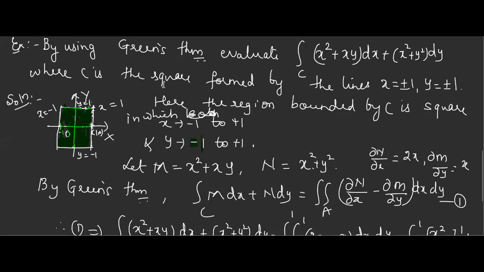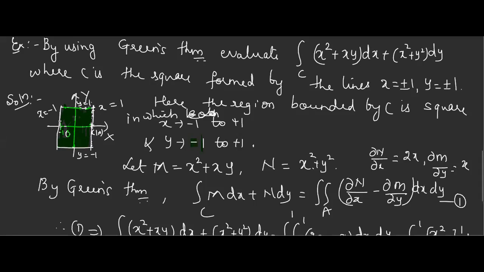We have an example where we have to evaluate this line integral using Green's theorem, where this c is given by a square formed by the lines x equal to plus or minus 1 and y equal to plus or minus 1. So they have given the 4 lines. Let us construct the region. So here it is in coordinate plane. So x equal to 1 means it is a line parallel to y-axis at a distance of 1 from origin.